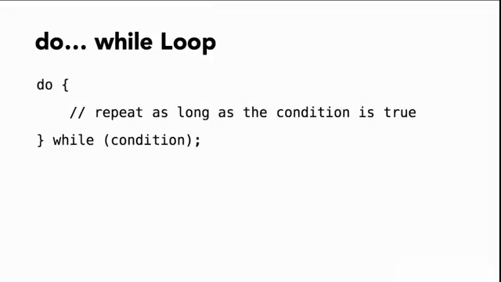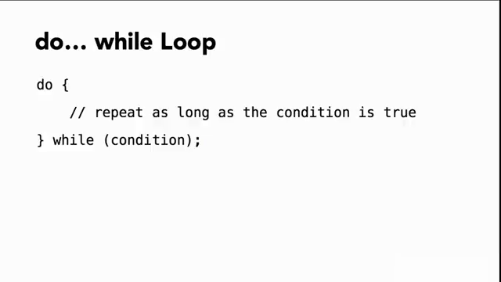A variation of the while loop is the do while loop. In a do while loop, the condition comes after the block of code you want executed. So you begin with the keyword do, a block of code in curly braces, and then while followed by the condition in parentheses. It's also important to finish with a semicolon. Where this differs from a while loop is that the code in a do while loop will always be executed once, even if the condition is never true.